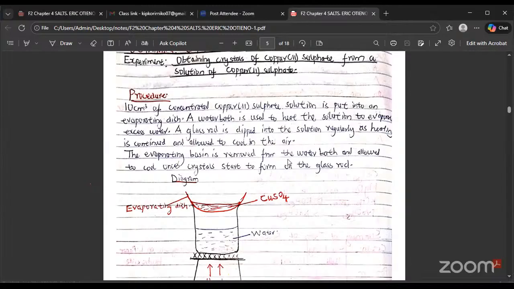When you're actually dealing with the preparation of something, they tell you, starting from this place, tell us, starting from, for example, sodium sulfate and lead nitrate, or sodium carbonate and lead nitrate, prepare lead carbonate or lead sulfate. So anyway, the procedure: 10 centimeters cubed, you put it in an evaporating dish.